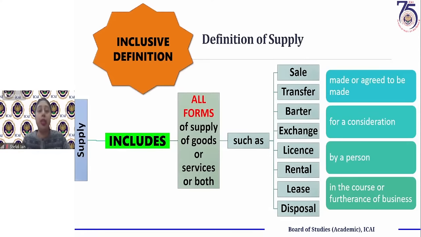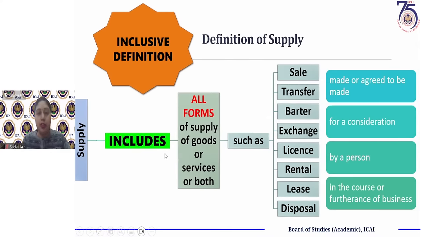It is very amusing, because when we got to know about supply, we had a curiosity that we should know what is supply, then we would be able to find out when GST is leviable. But when we saw the definition, we saw that it is an inclusive definition. Some of you might wonder what is the problem with an inclusive definition, or why it is called inclusive. It starts with: supply includes all forms of supply of goods or services, such as this and this, made or agreed to be made for a consideration by a person in the course or furtherance of business. So what is our focus here is the word includes.